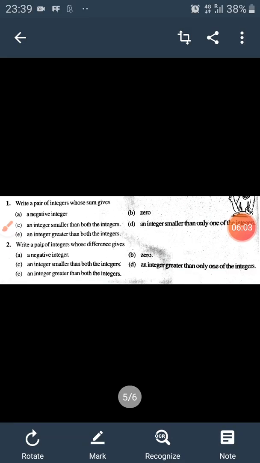Now students, I am giving some questions for homework. Write a pair of integers whose sum gives a negative integer, 0, and so on. So what you have to do here is write two integers, two numbers, whose sum gives, on adding these integers, a negative integer, 0 or whatever is said here. In question number 2, you have to subtract, whose difference gives, which means subtraction. Difference means subtraction, and sum means addition.